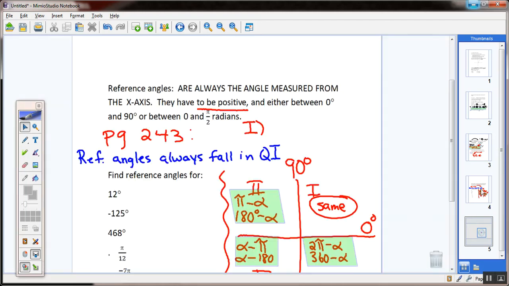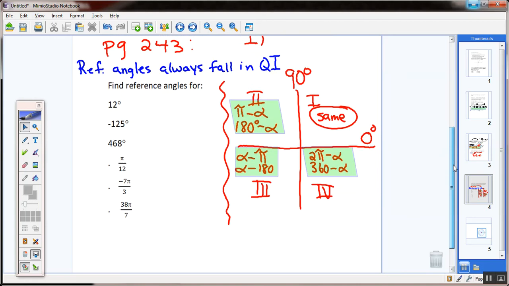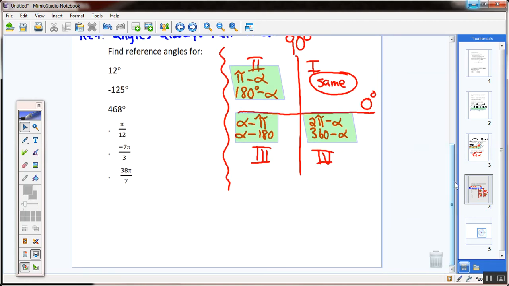All right. Here's what I want: reference angles for the following. Here's what I think we need to do. 12 degrees, we need to come up with a reference angle for that. Ask yourself, first of all, which quadrant is it in? Quadrant 1. Is it already between 0 and 90? Yes, it's already between 0 and 90. So what's a reference angle for 12 degrees? It's always nice when it's between.